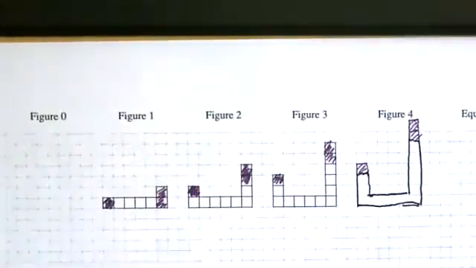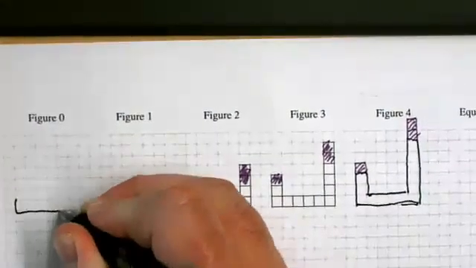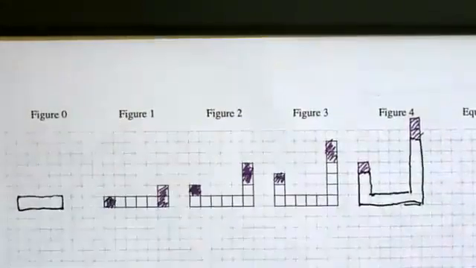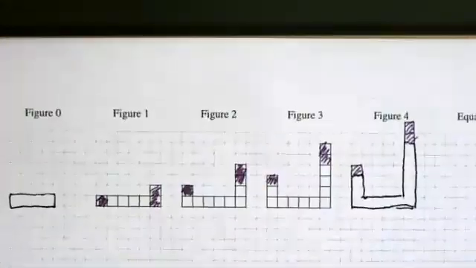How many am I going to have left over for figure 0? There's only going to be 4 here. Okay.